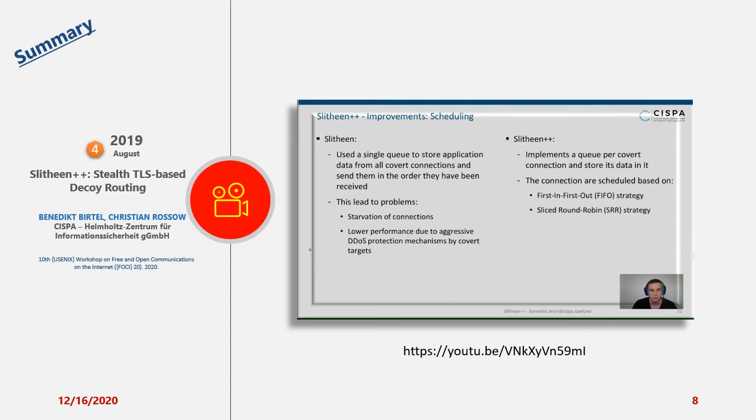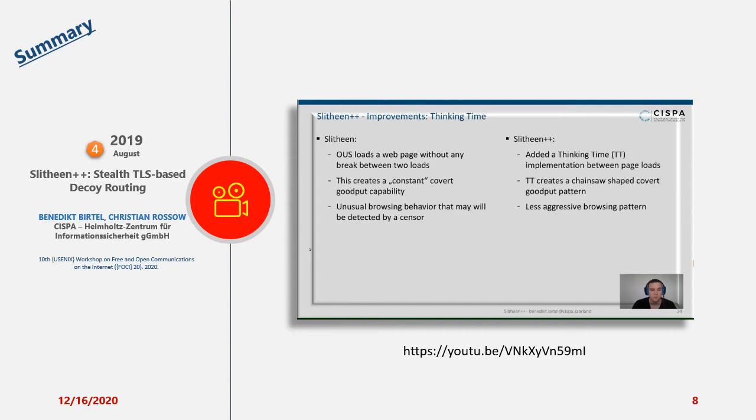In the Slitheen prototype, no covert connection scheduling was implemented. Slitheen stored all packets of all covert connections in a single queue for multiplexing. In our tests, this resulted in starvation of connections and lower performance due to aggressive DDoS protection mechanisms implemented by covert targets. We added a queue per connection and scheduled them based on either a first-in, first-out strategy or a sliced round-robin strategy.